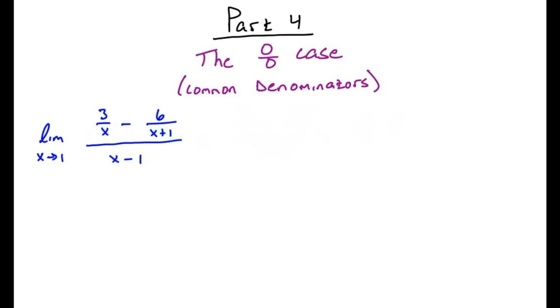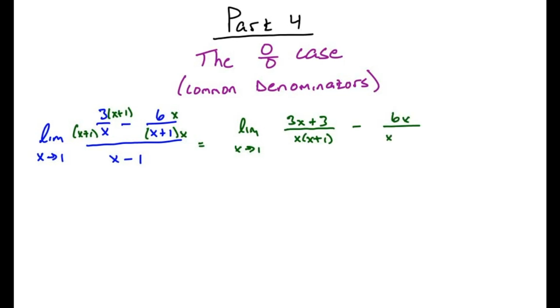All right. We have two fractions in the numerator. I need to combine those fractions. I need a common denominator, so I'll multiply the right fraction by x, the left fraction by x plus 1 on the top and bottom. And that should give us common denominators. So let's just rewrite out this whole limit a little bit nicer. Limit as x approaches 1 of, let's distribute the 3. So that'll be 3x plus 3 over x times x plus 1, minus 6x over x times x plus 1. All of that divided by x minus 1.